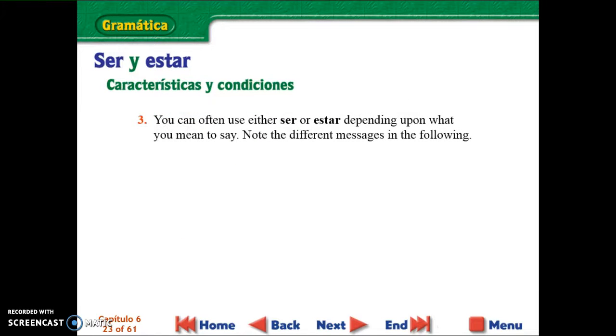Okay? Now, you can often use ser or estar depending on what you mean to say. So note the different messages in the following. It just depends on you. So, él es agresivo. I put in parentheses, es is the verb ser. He is naturally an aggressive type. So this sentence means he is aggressive.